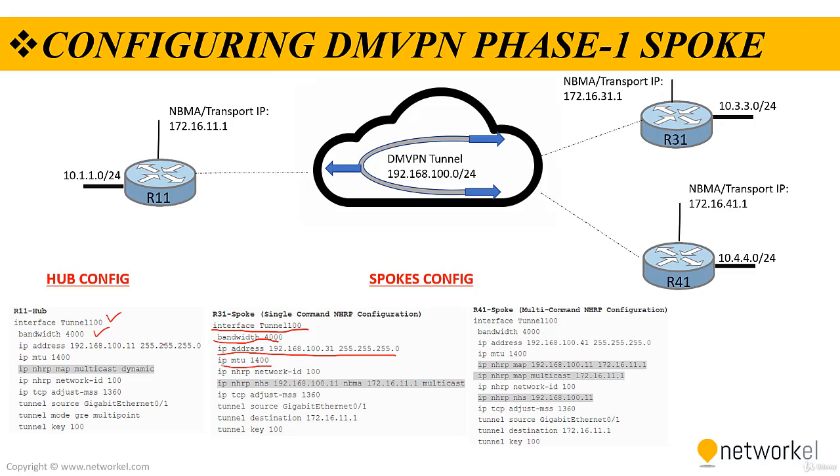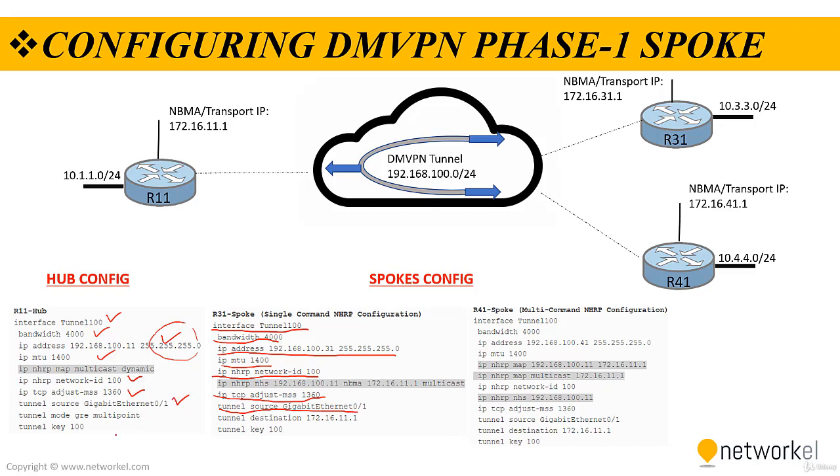MTU is set to the same value, so these are almost the same. This is a similar thing, surely. And the MTU and the MSS are also the same. Okay. Network ID is also the same. Tunnel source follows similar logic.